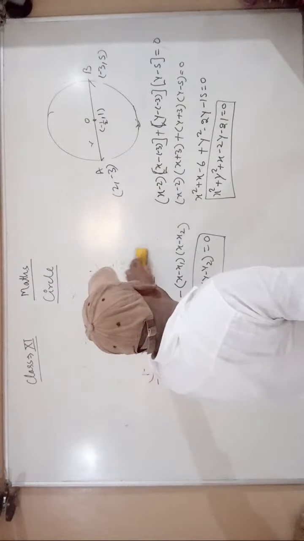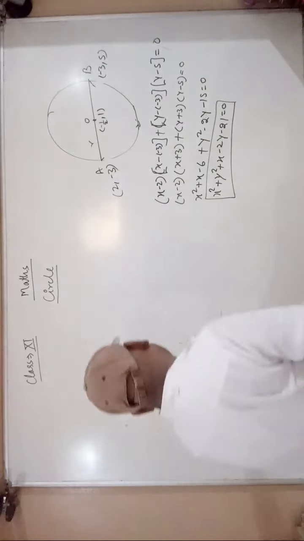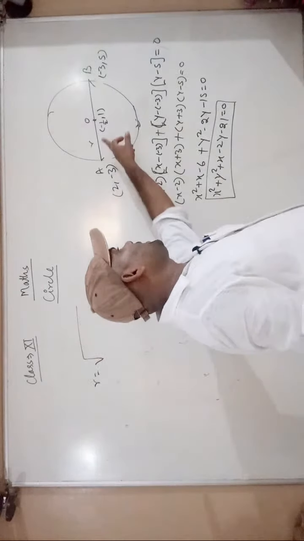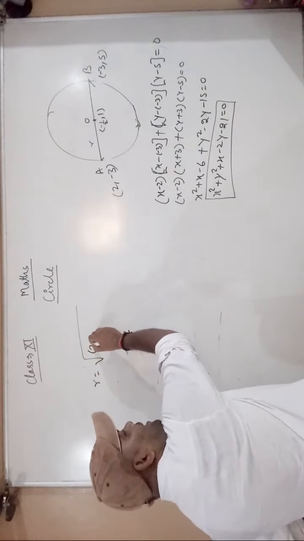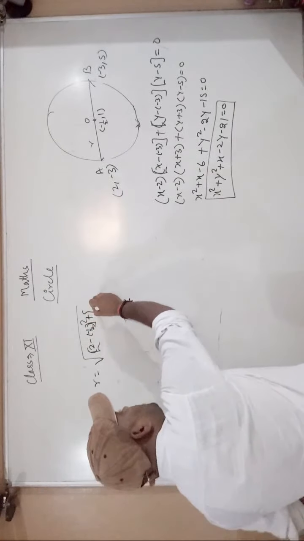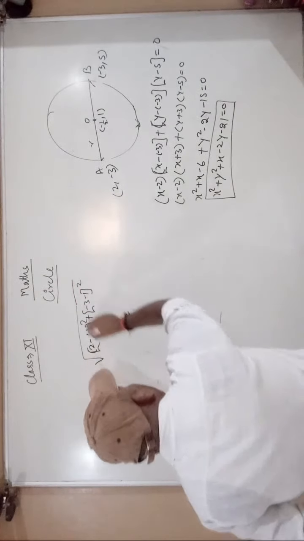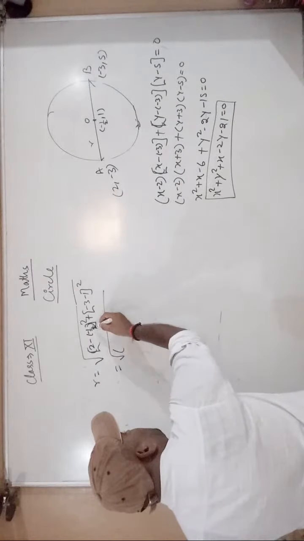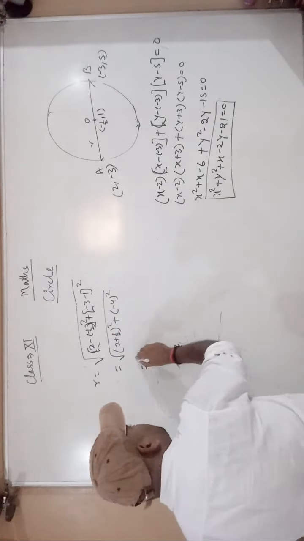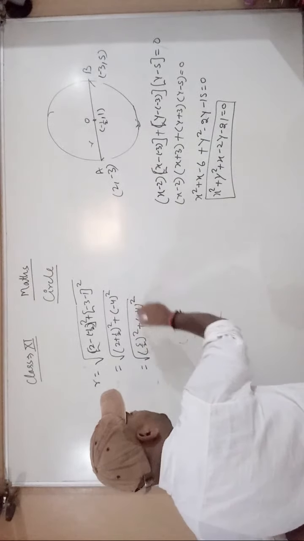Again we can use the other way, when center and radius are given. So we need to find its radius. The radius will be the square root of (x1 minus x2), that is 2 minus 1 by 2, squared, plus (y1 minus y2), that is minus 3 minus 1, squared. This gives 2 plus 1 by 2, that is 5 by 2 square, plus square of minus 4.